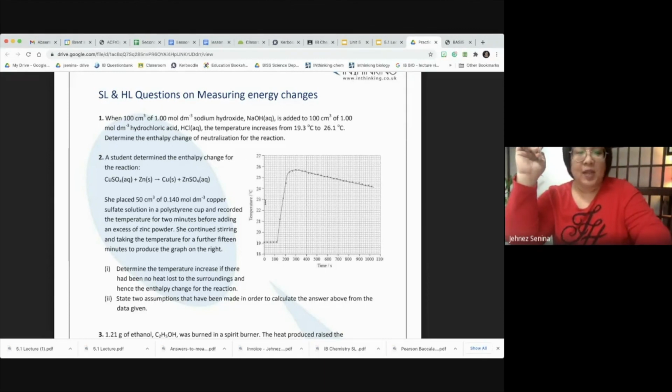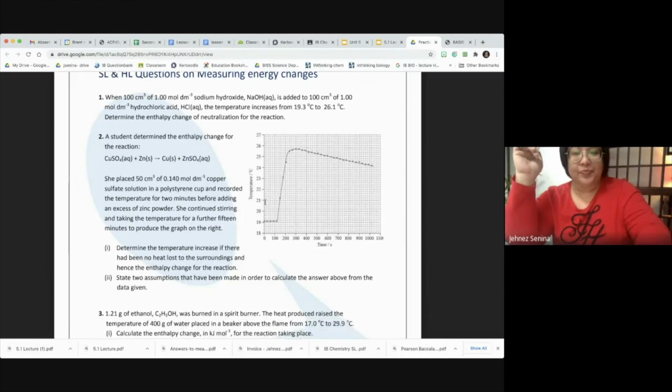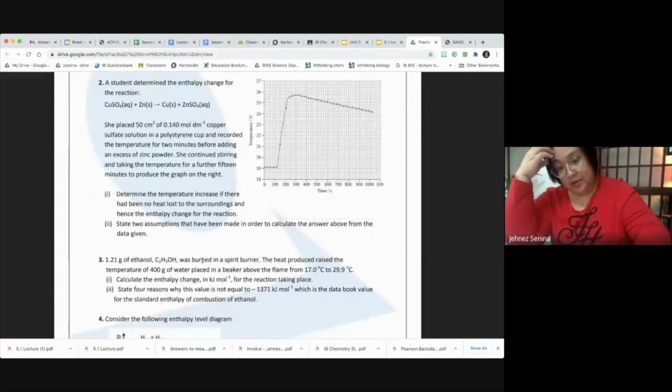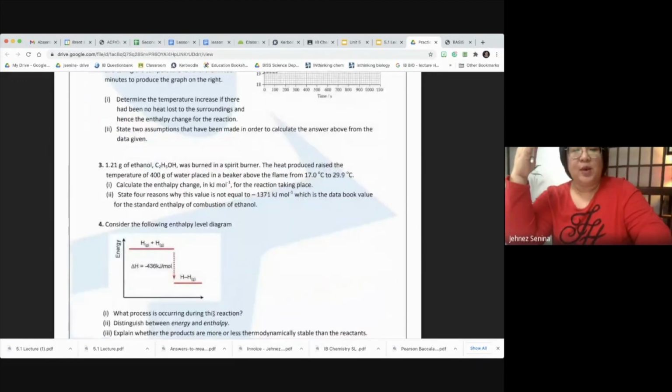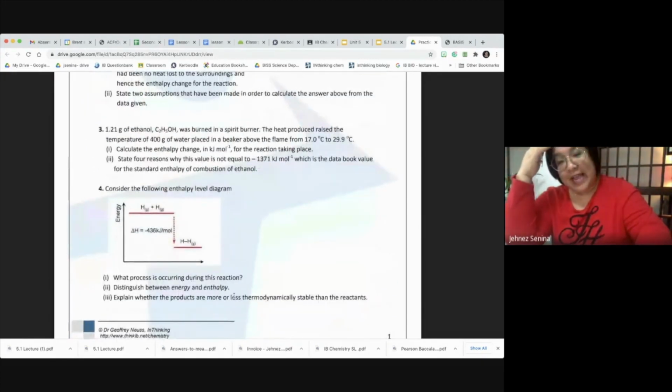And then number three, this is combustion. Still remember how to do it? This was our lab, the first lab where I taught you how to calculate it for methanol, ethanol, and propanol. So calculation for that. And then this is from our lesson, enthalpy level diagrams.